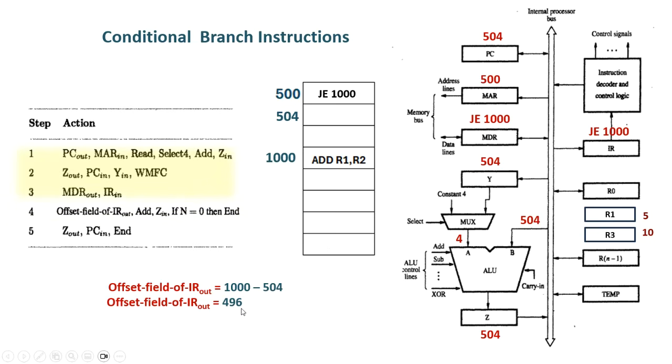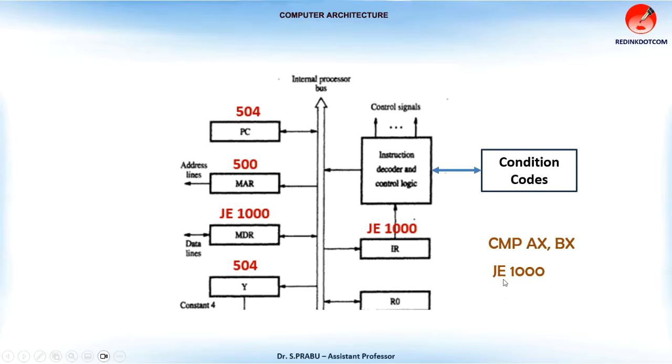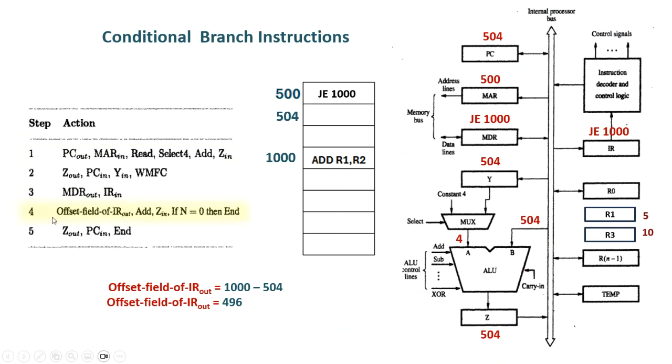The offset value is 496. For understanding this step, I focus on this particular portion of the processor. In this, the control logic is connected by means of some condition codes. Depending upon the condition code, the control signals can vary. So when you execute this instruction, it compares the previous result condition codes. In the previous execution, the condition codes are set. If the value of N is set as 0, it goes to the end. If the value is 1, it follows step 5. So when you execute this fourth step, depending upon the previous condition codes, the N value becomes 0 or 1.